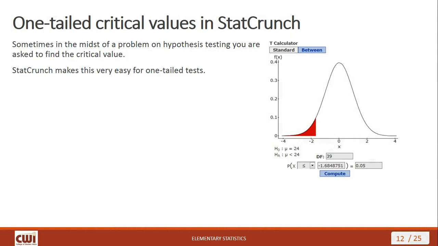Now, sometimes in the midst of a problem on hypothesis testing, you're going to be asked to find a critical value. StatCrunch makes this very easy for one-tailed tests. You can also use this for two-tailed tests, which we'll get to in a moment. First, let's look at the one-tailed test. In the event of a one-tailed test, for most problems, you're not going to know what sigma is. Therefore, you're going to want to use your t calculator.